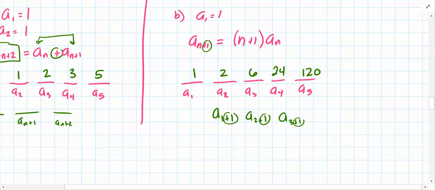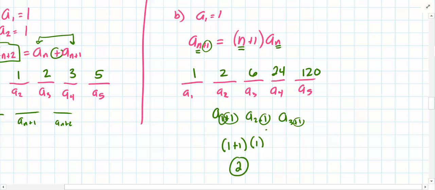You see that? So that means that this n here has to match that n there, has to match that n there. All those n's are the same. So, for example, to get the second term here, I notice that n is equal to a 1. So it's going to be 1 plus 1 times the value of the previous term, which happens to be a 1. So 2 times 1, there we go. That's how we get the 2.